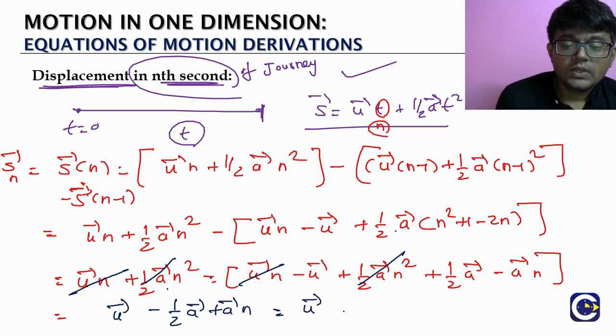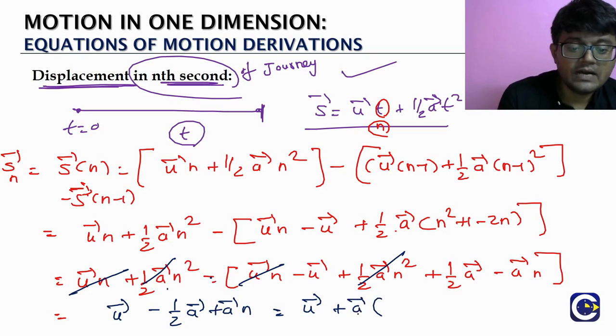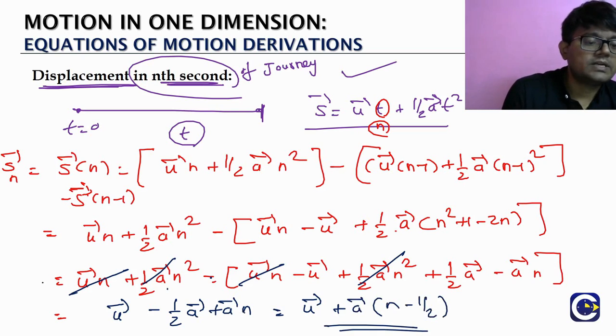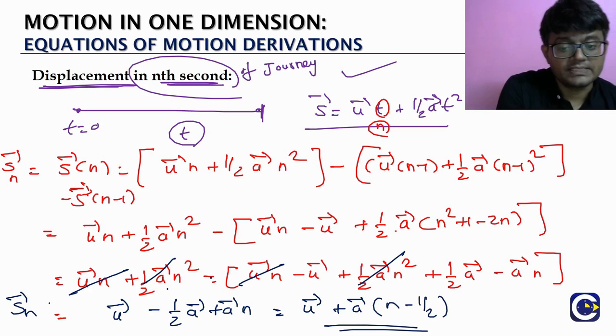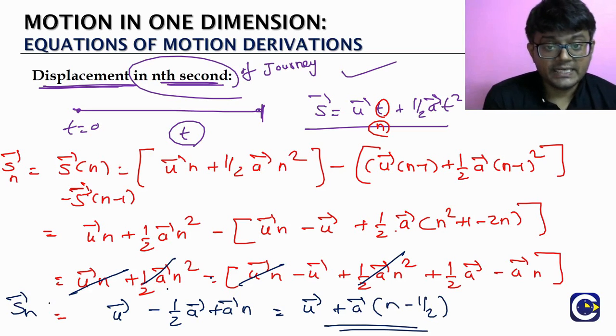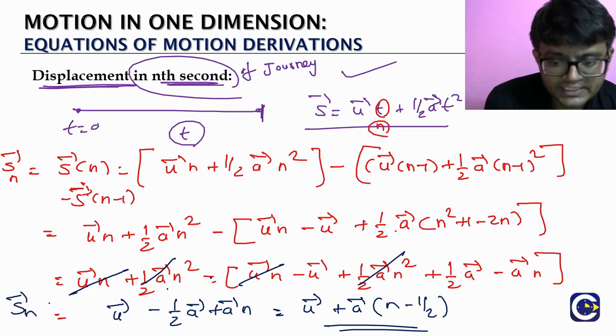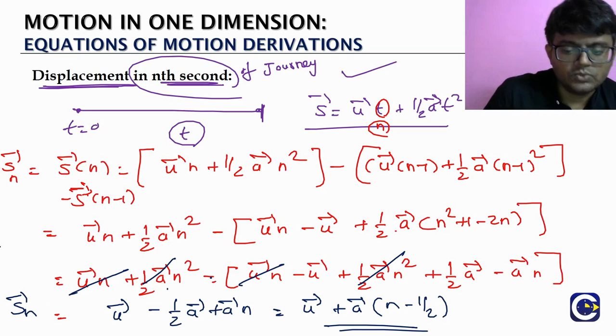So look at it. We will take u common. If you take u common, then inside the bracket we'll have n minus half. So what is this? Sn, that's what we call it. This is the common notation. Sn means the displacement in the nth second of the journey. What is the formula for this? u plus a into n minus half. What is it? u plus a into n minus half.